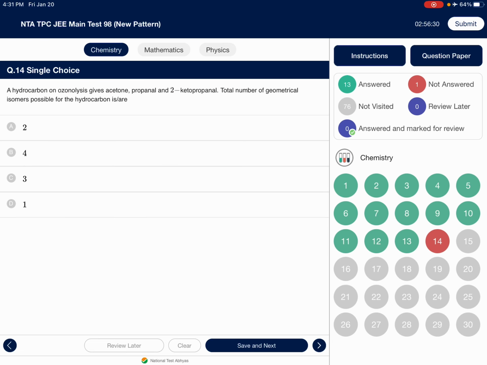A hydrocarbon on ozonolysis gives acetone, propanal and 2-ketopropanal. Okay, the total number of geometrical isomers possible for the hydrocarbon is R. Okay, I think 4, but let me write it on the paper. Acetone and 2-ketopropanal means it is CH3 and 2-ketopropanal. This is C=O, 2-ketopropanal. Then another is propanal.